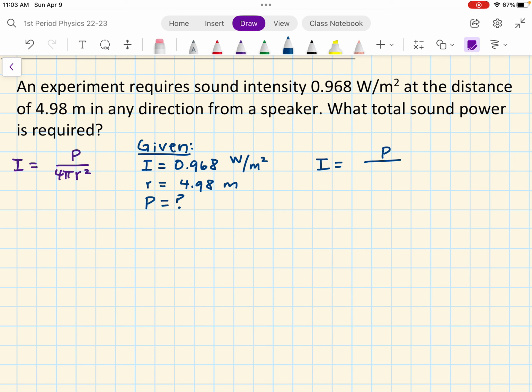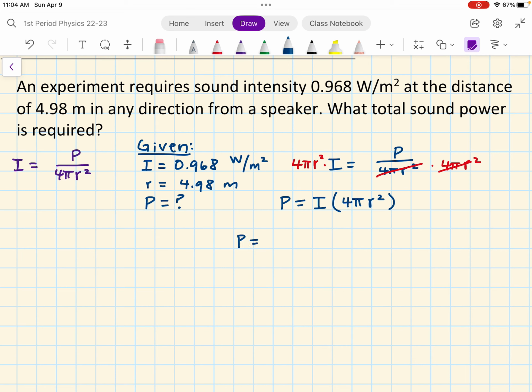Okay, based on that equation, this is going to be short and sweet. Intensity equals power divided by 4 pi radius squared. We have to solve for power, isolate power. So to do that, we multiply both sides times the denominator of the right side, 4 pi r squared. That will isolate power. I'm going to flip my equation, and then I have that power is equal to intensity times 4 pi radius squared. Now we just plug in our numbers.